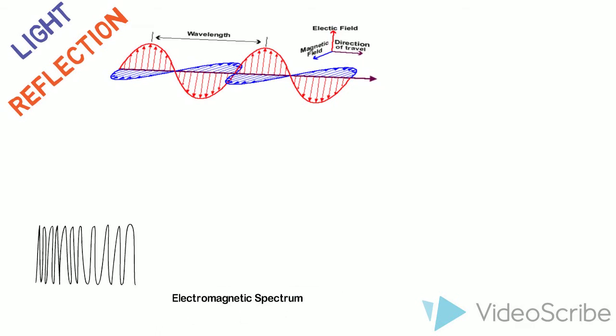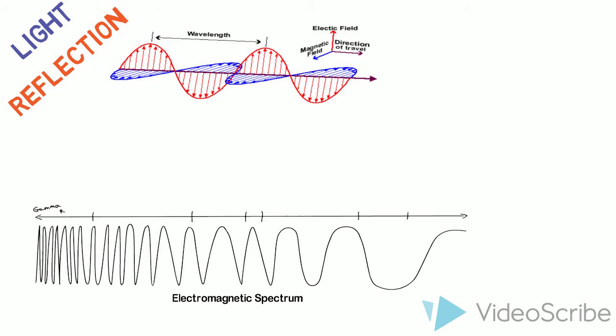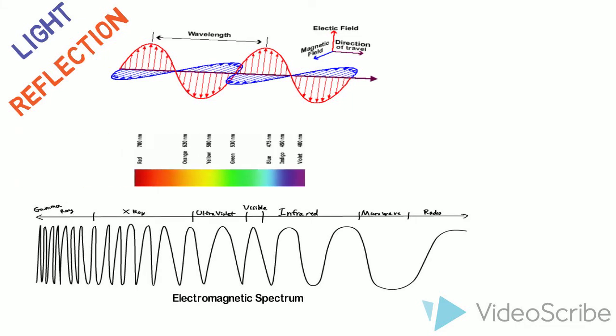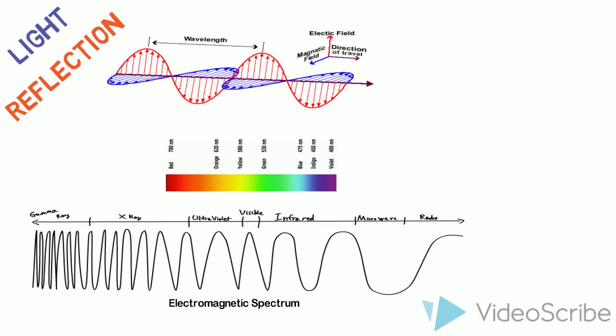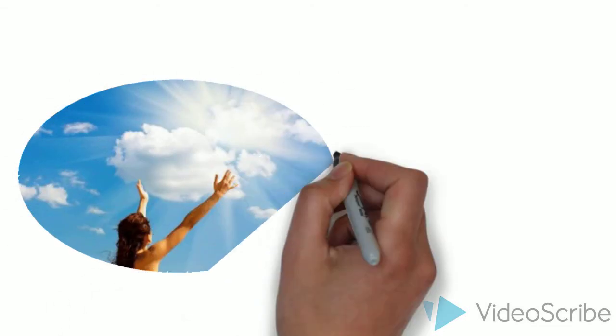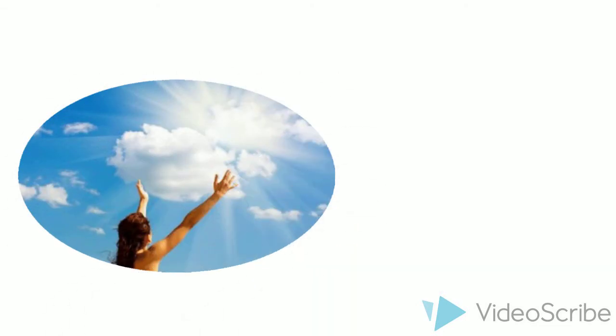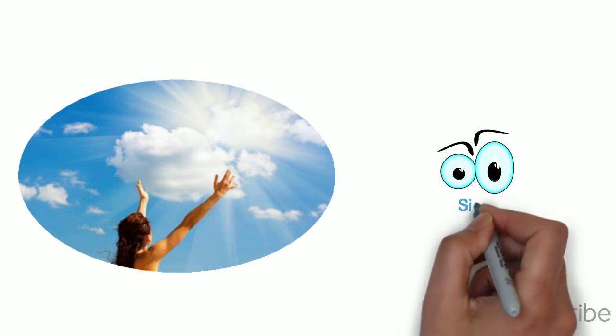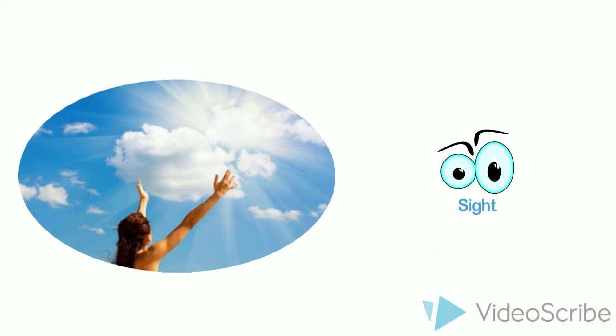There are many other elements of the electromagnetic spectrum such as gamma ray, X-ray, ultraviolet ray, infrared ray, microwave, radio wave, with visible light being a small part of it. Well, that sounds too complicated, right? Let's park this aside for the time being and understand light in a simple manner. Light can be simply understood as an agent that gives us sight. It is something very important that makes us see things around us.